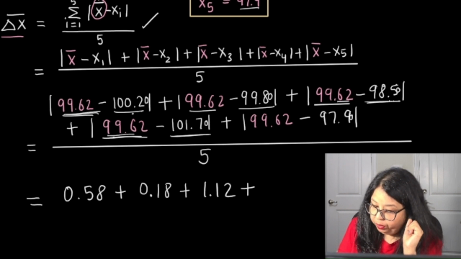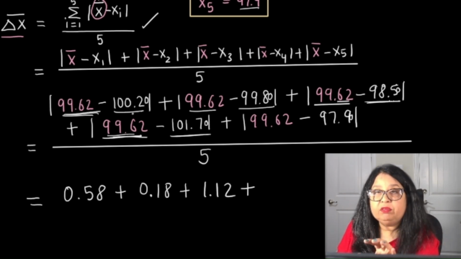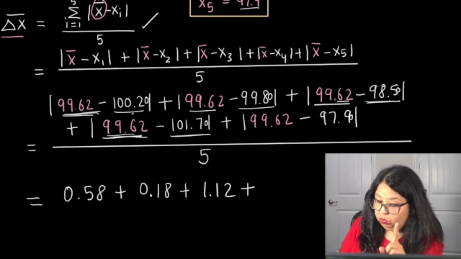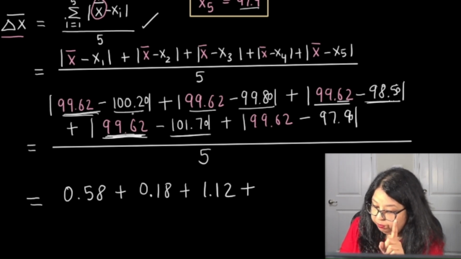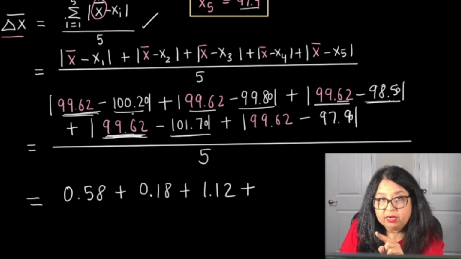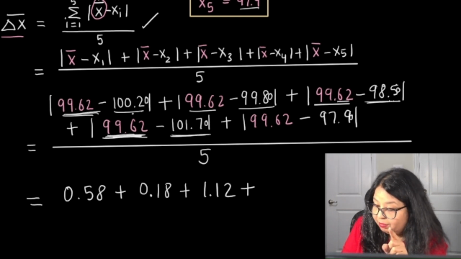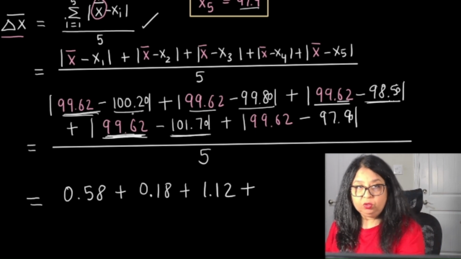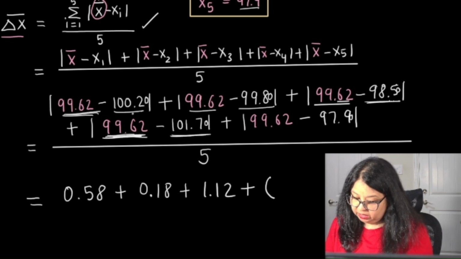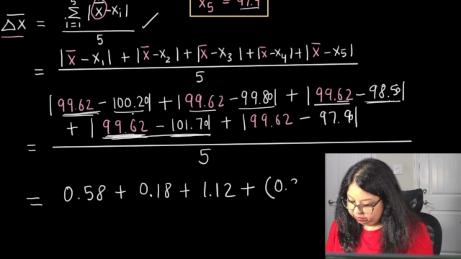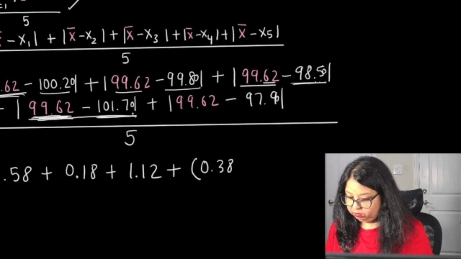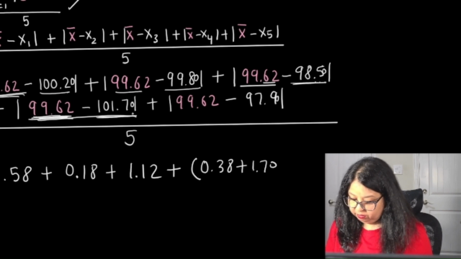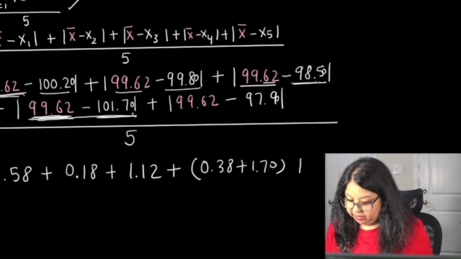So 99.62 is 0.38 units away from what? 100. So 0.38 to go from 99.62 to 100, and then 1.70 to go from 100 to 101.70. So this is basically 0.38 plus 1.70.